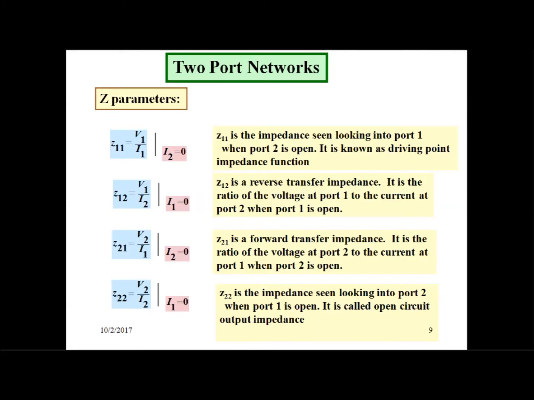Now this is the definition of Z parameters. In this, either current I2 is 0 or current I1 is 0, hence it is called open circuit. Since it is a ratio of V by I, it is called impedance parameters, hence the name open circuit impedance parameters. It may be at the input or output or both the ports.